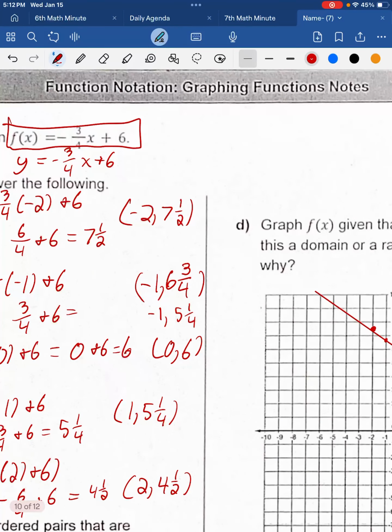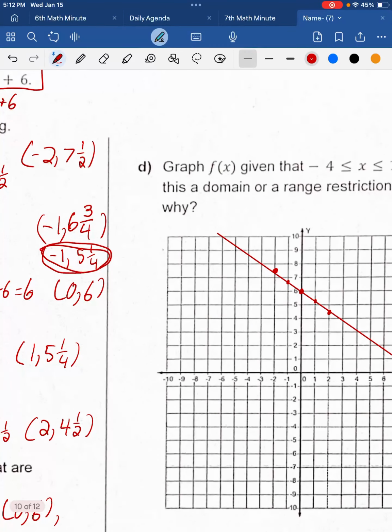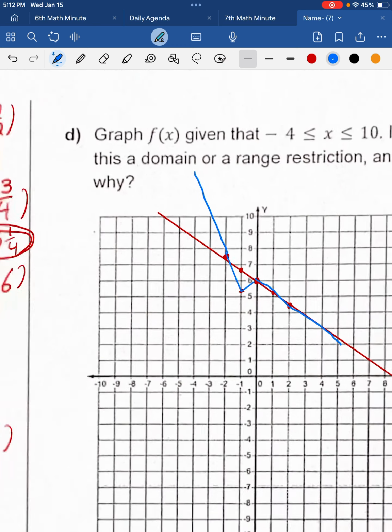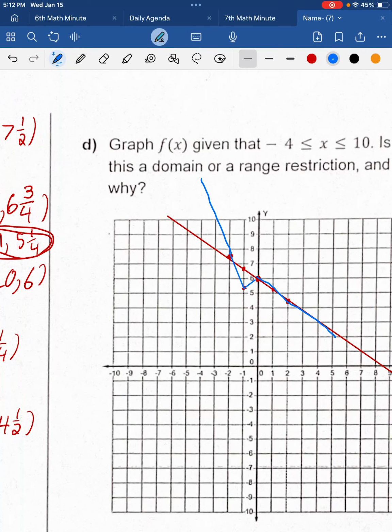If I would have kept this mistake right here, I would have gotten an answer of this, 5 and 1/4. So my line would have went from here back up to here, and then back down here, and that would not have made sense. So that would have gave away that we actually did the math wrong and came about the wrong answer.